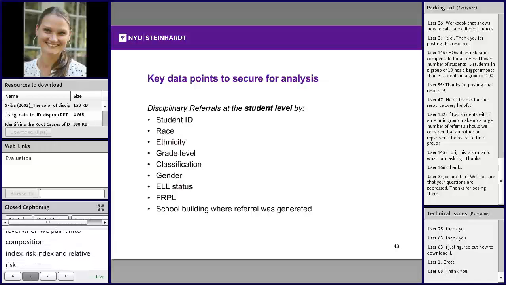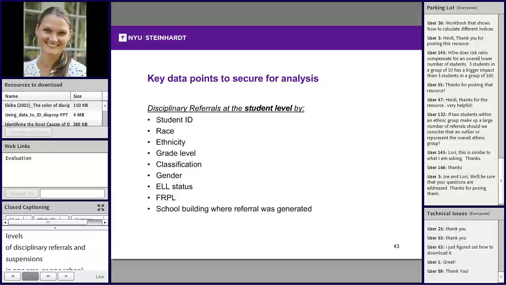So we need to understand disproportionality at the district level, but we also need to understand what's going on in each school building in the district, because then we can really understand where there are hot spots, where we need to focus our attention, where we need to think about providing supports, and understand why we might have higher levels of disciplinary referrals and suspensions in one area or one school over another.